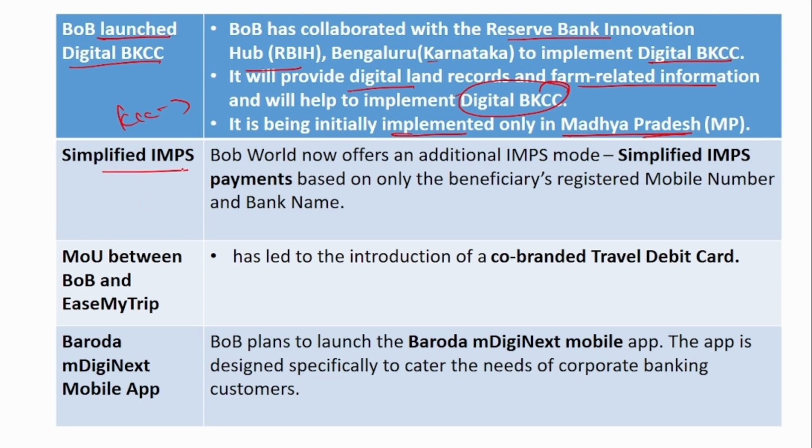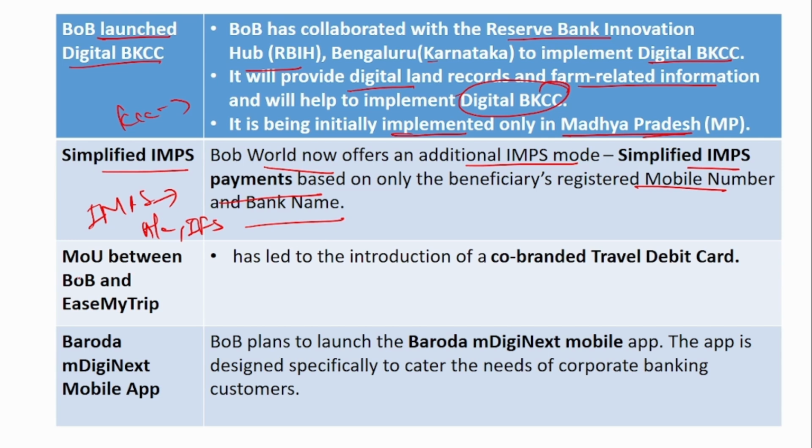Next is the simplified IMPS. So generally if you want to send an IMPS, we send it by inputting the account number and the IFSC code. Here what they have done is that BOB World now offers an additional IMPS mode, simplified IMPS payment based. Here only beneficiary's registered mobile number and bank name is required. So with this mobile number and bank name, you can directly send the amount to that person using this IMPS mode.